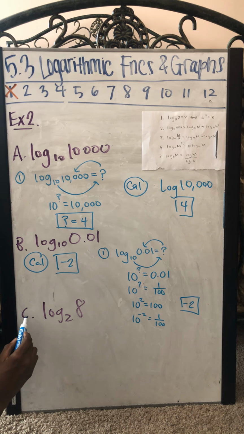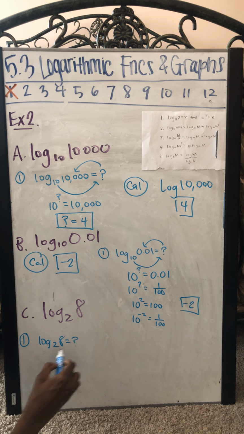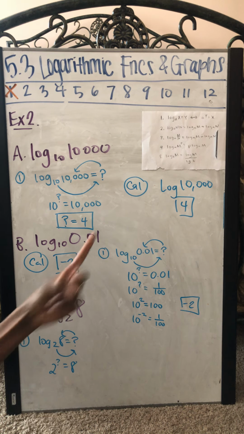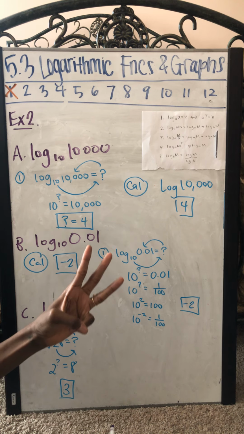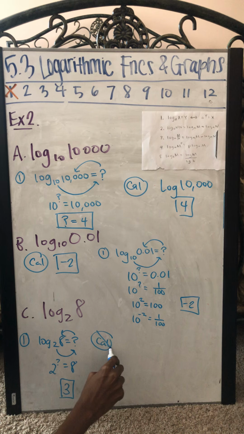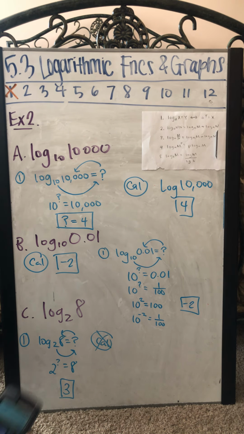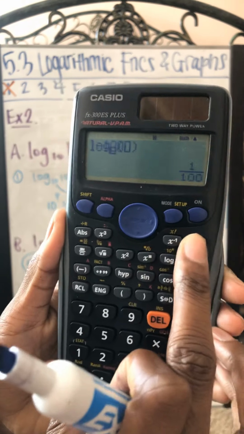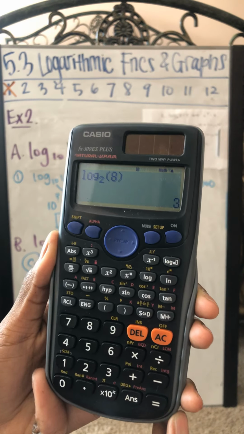On number 2C, again, we could use way 1, where we say log base 2 of 8 is equal to what? 2 raised to what gives me 8? 2 times 2 is 4, times 2 is 8. So we know that the answer is 3. Okay? You could not use your calculator here because your base is not a 10, okay? Unless you have this fancy calculator that has a change of base where you can put a baby 2, then you cannot use your calculator, okay?